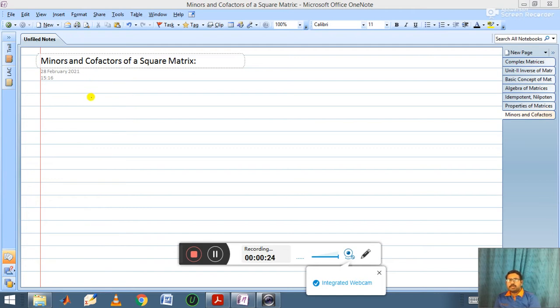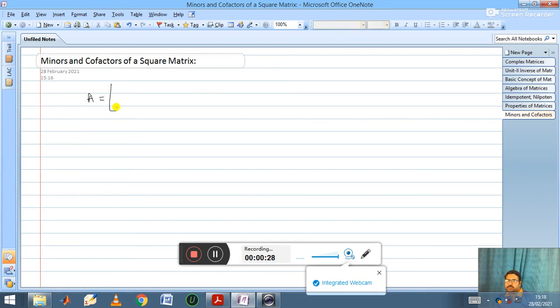Let us consider matrix A equals A11, A12, A13, A21, A22, A23, A31, A32, A33. This is a 3 cross 3 matrix.